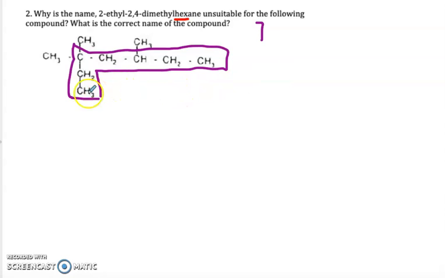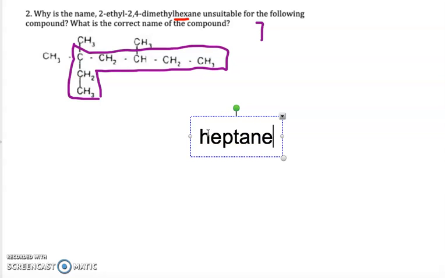So the easy part to this name is figuring out the root. If we have 7, then we know the name for our root should be hept, because hept is what goes with 7. The suffix is also nice and easy. This is an alkane. I know this is an alkane because everything is a single bond. So I know it's a heptane, okay?